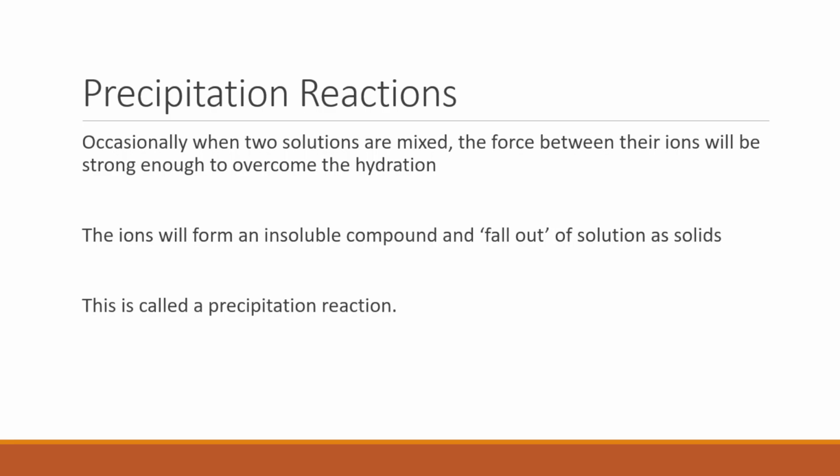Today we're going to take a look at precipitation reactions. Now, a precipitation reaction is a reaction where you mix two soluble substances and get a product that is insoluble. You create an insoluble compound that falls out of solution, and that is called your precipitate.